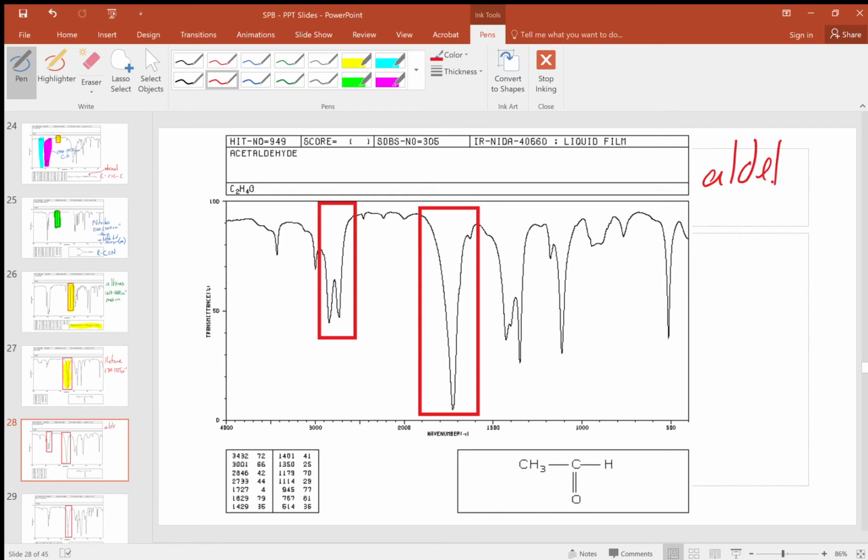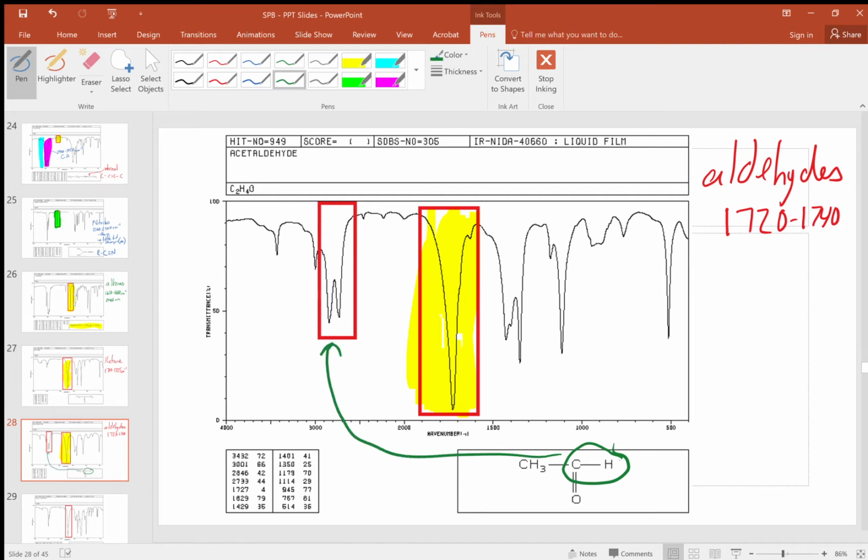Aldehydes show up in a very similar range. Slightly higher, 1720 to 1740, but a pretty similar range to ketones. And again, we can see that it's a very, very strong peak for the carbonyl. But aldehydes and ketones can be easily distinguished because having a hydrogen directly attached to a carbonyl, which we find in an aldehyde, also gives us two peaks between 2700 and 2900.